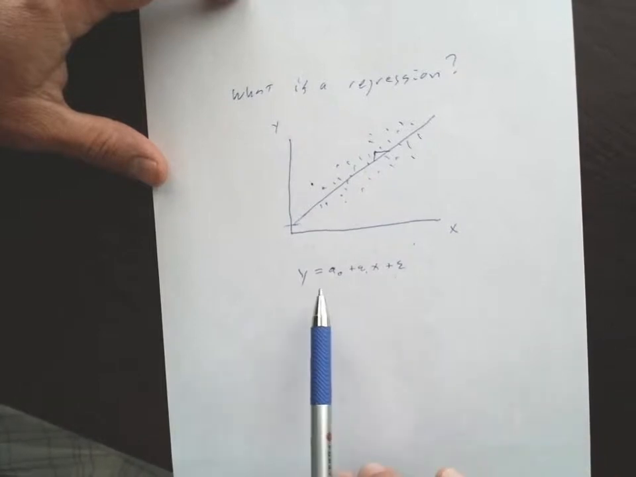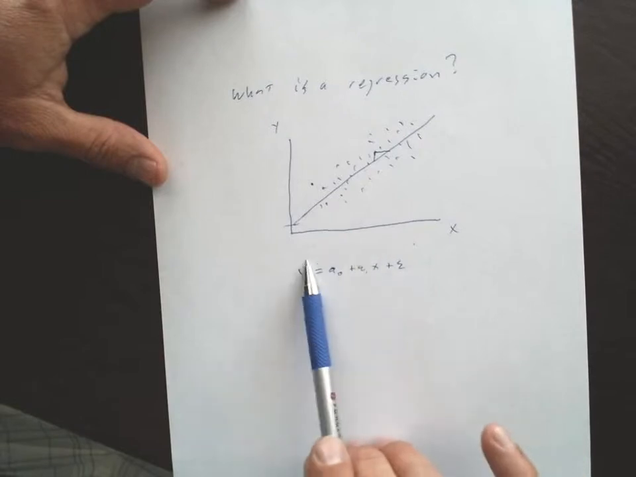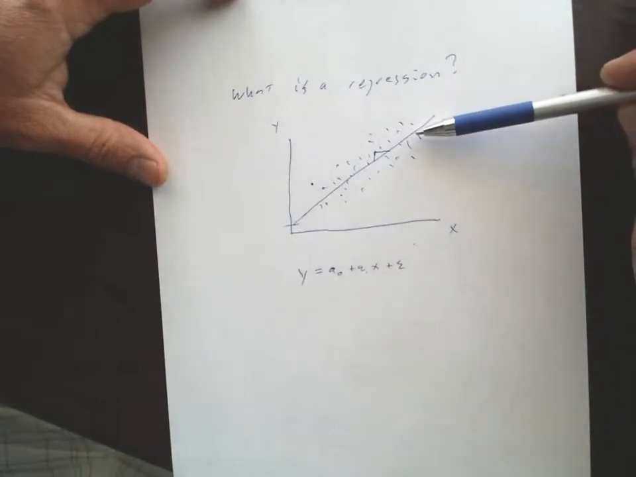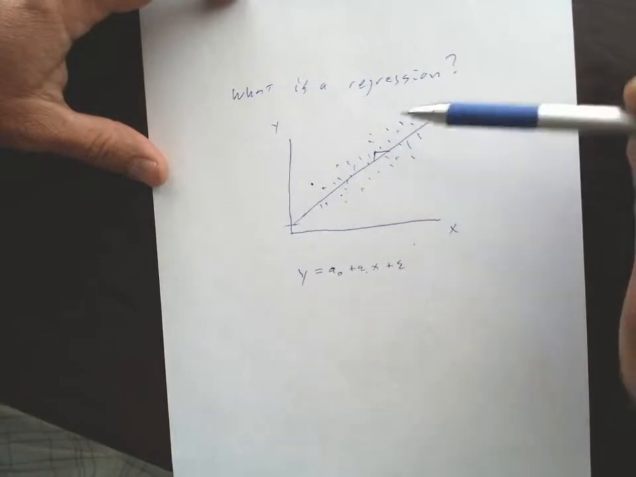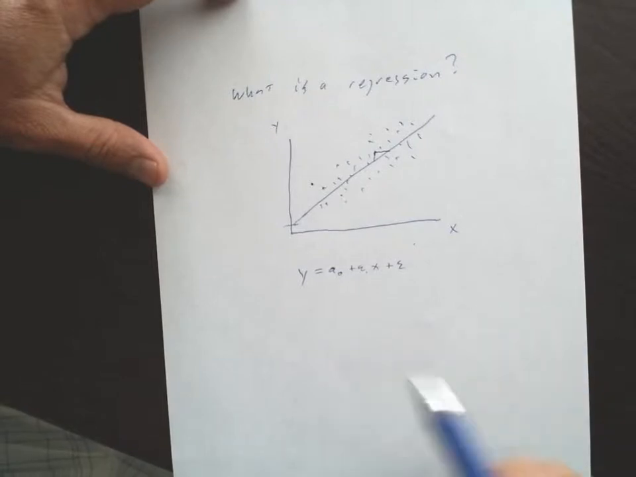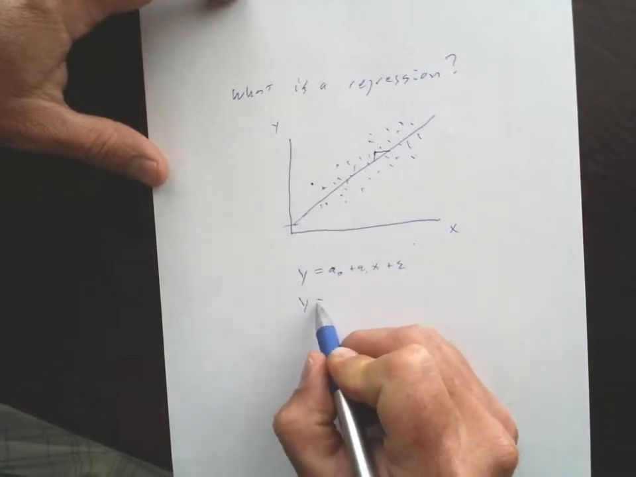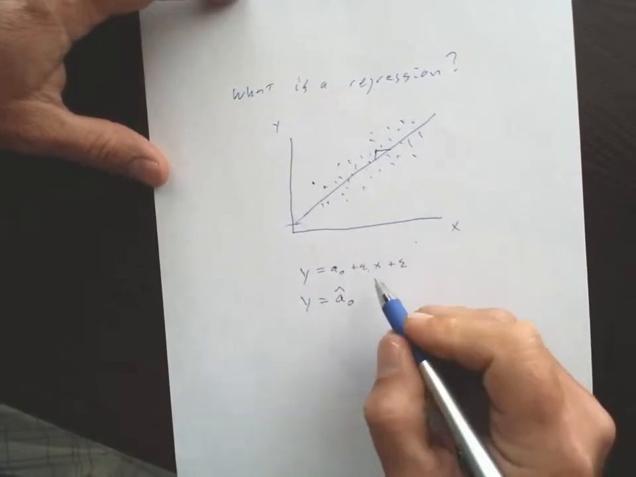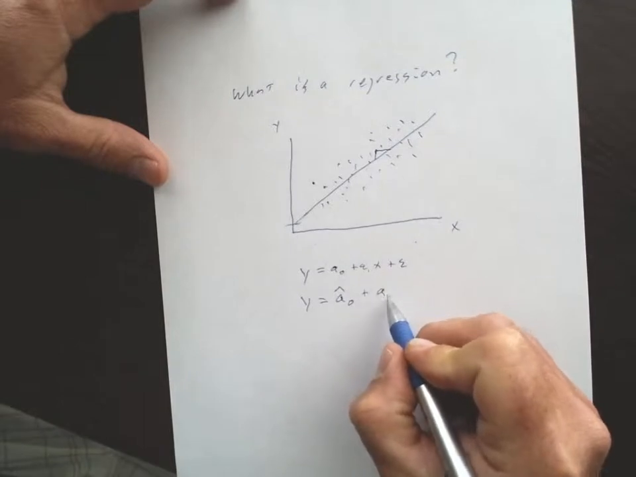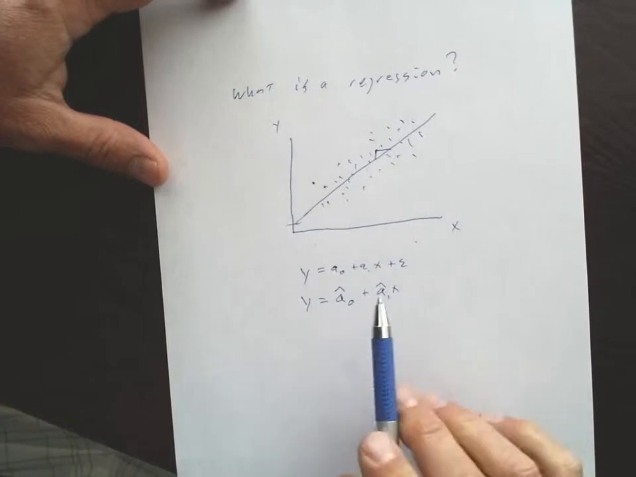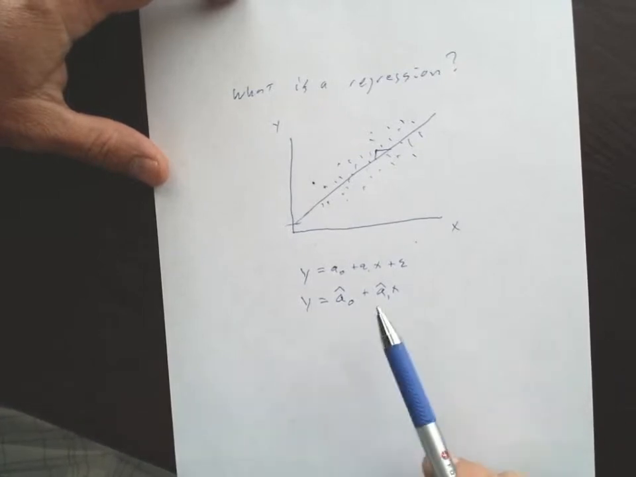What you really need to know is simply that a regression tries to estimate the average effect of X on Y. It's as simple as that. It's very simple. That estimation is represented mathematically as Y equals A0 hat plus A1 hat X. Okay, these are the estimates of the estimators.